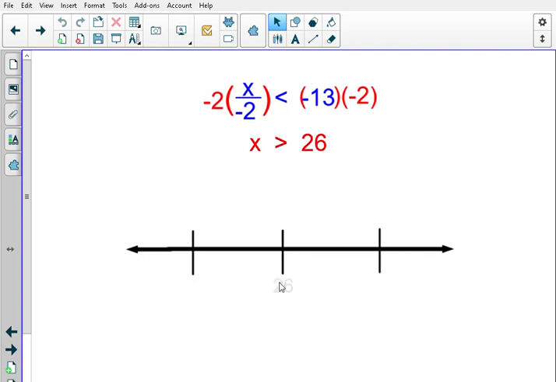We'll number our number line, and this one does not include the or equal to. That tells me it's going to be an open circle, and then I'm going to shade it to the right, which is the greater than direction, and this is the solution set to our inequality.